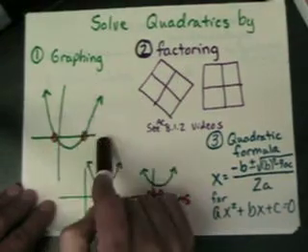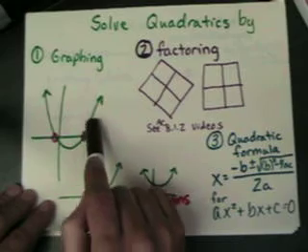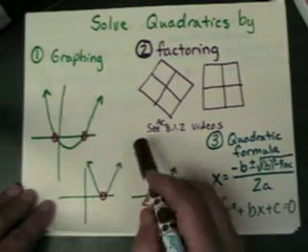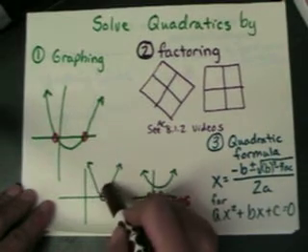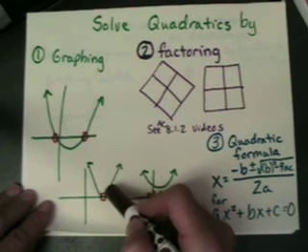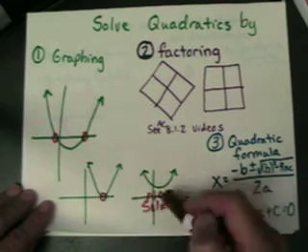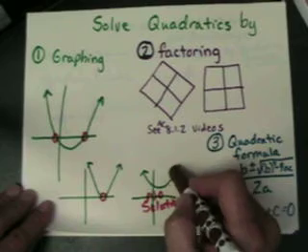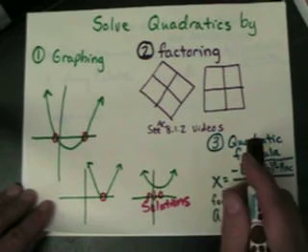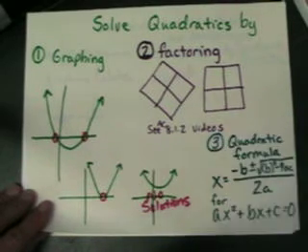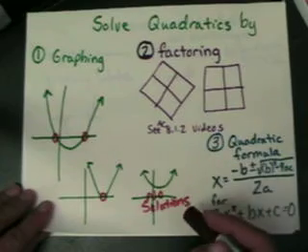This one, I just want you to look, you see it crosses the x-axis twice, so it's going to have 2 answers. This one just barely comes down, touches the x-axis, and goes back up. It's only going to have 1. This one doesn't cross the x-axis at all, and so at least in this course, we're going to just say for now that it has no real solutions.